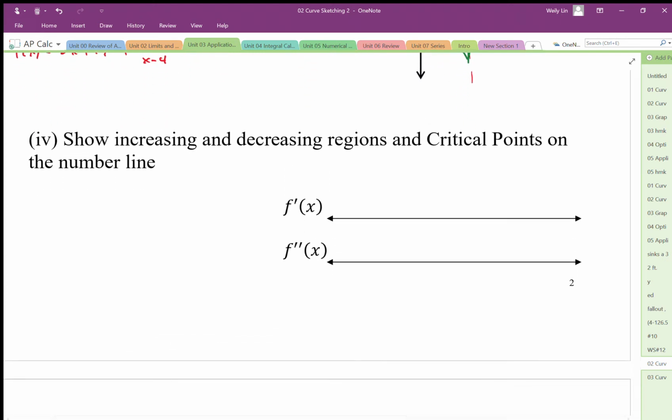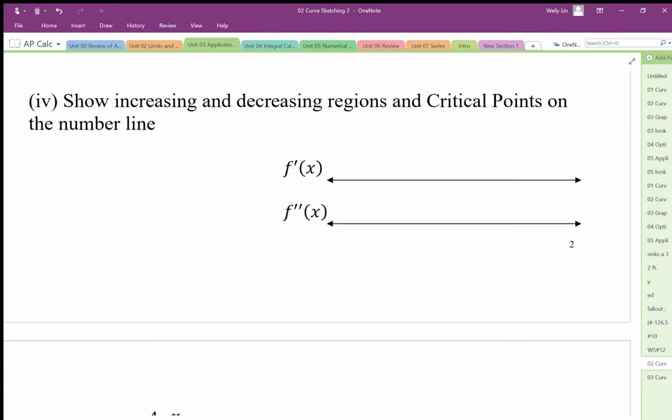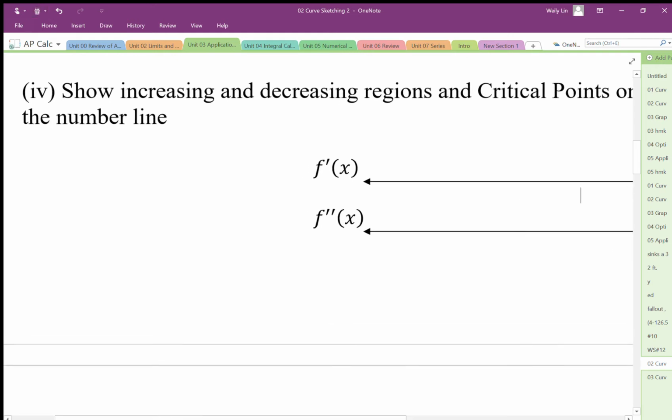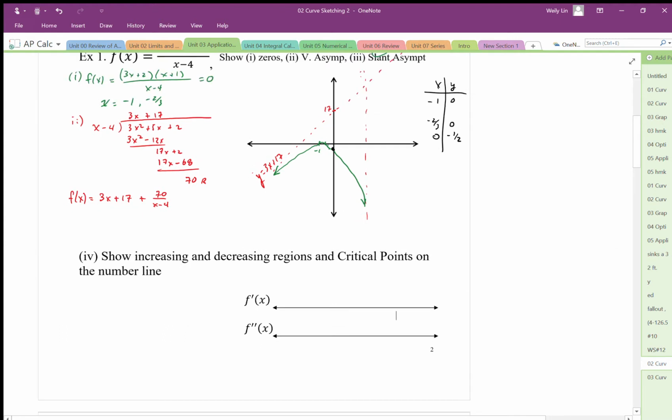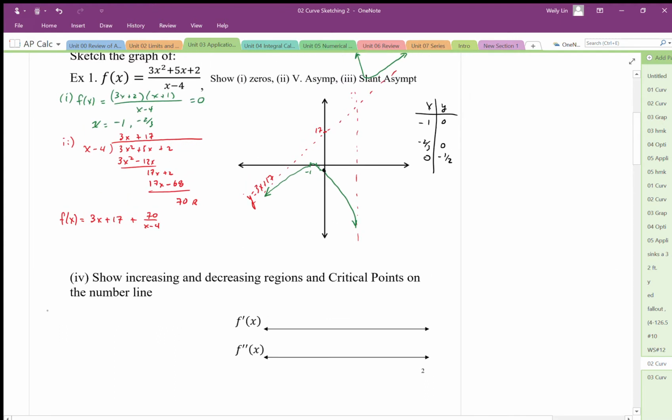So let's differentiate and do the slope chart, and find the critical points, the min and max points. So I'm going to differentiate that expression. The derivative f prime of x is equal to (6x + 5) times (x - 4) minus, and the derivative of the bottom is just 1, so it's just minus (3x squared + 5x + 2), all over (x - 4) squared.